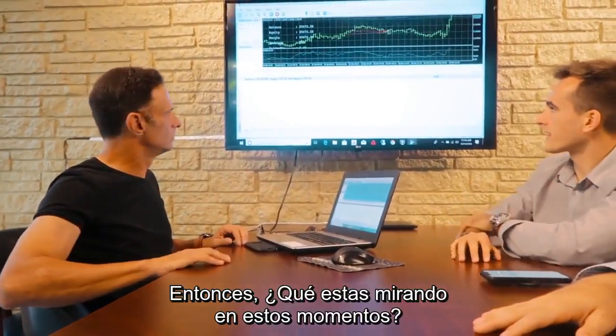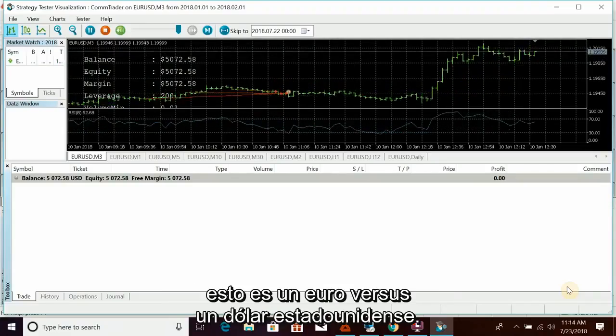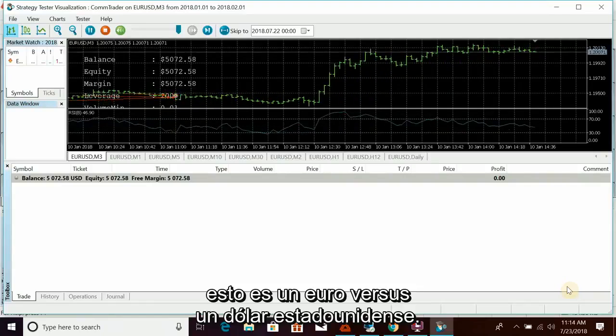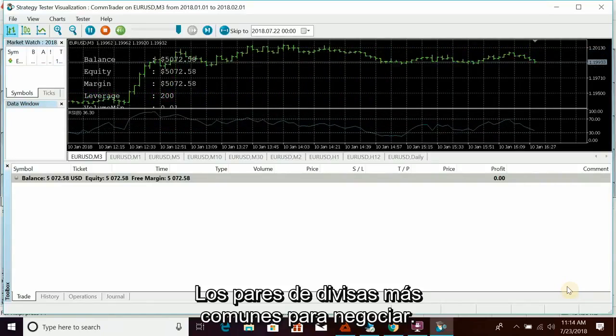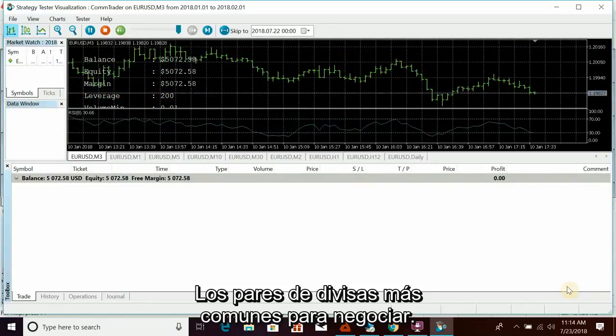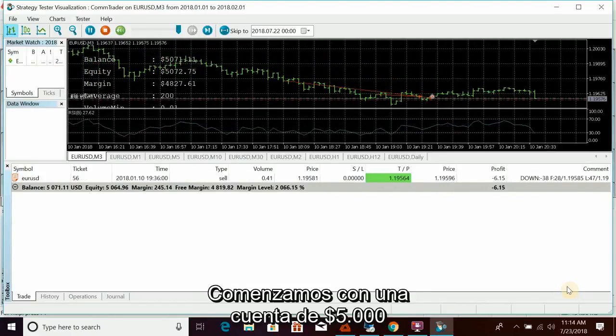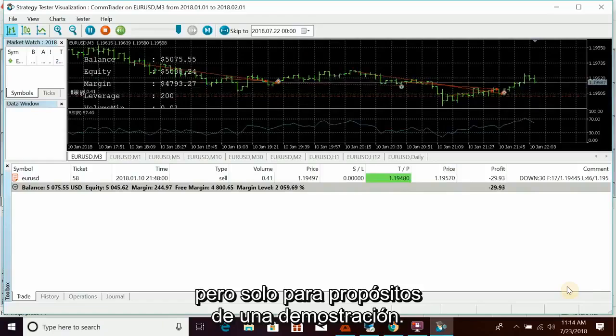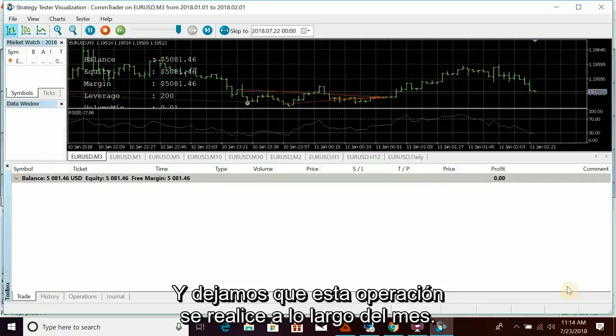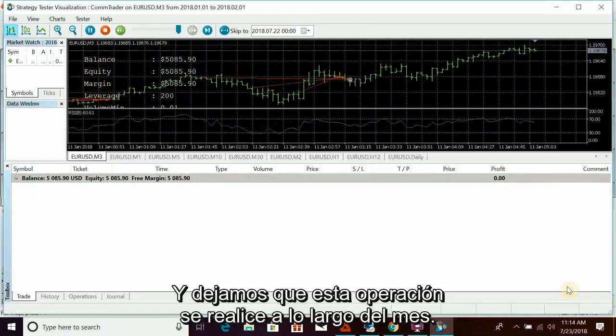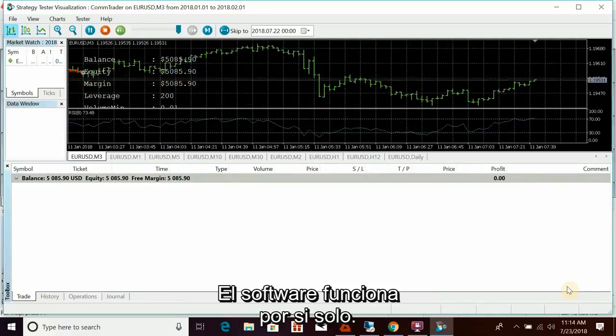Sure. So what are we looking at right now? Right now, this is a euro versus U.S. dollar trade. It's the most common currency pair to trade. We started an account out with $5,000 just for demo purposes only, and we're letting this trade run throughout the month. The software runs all by itself.